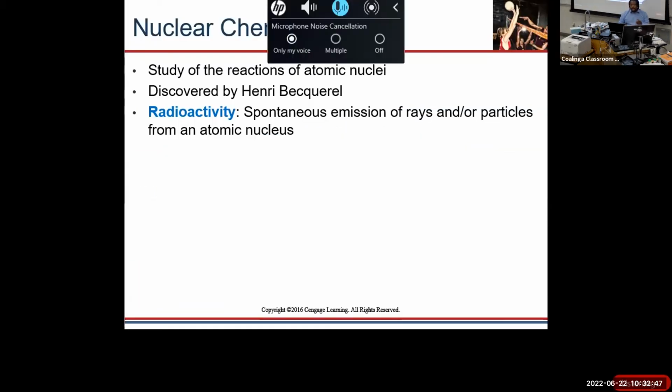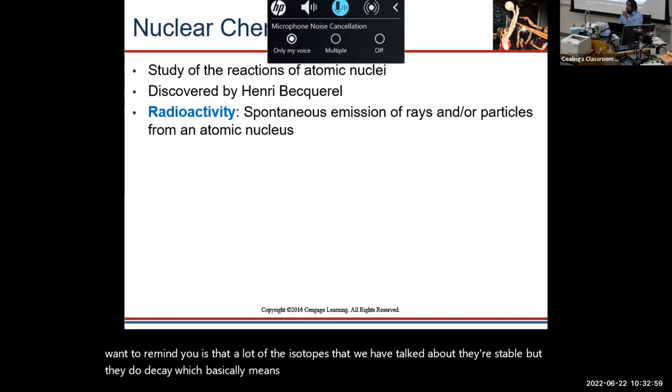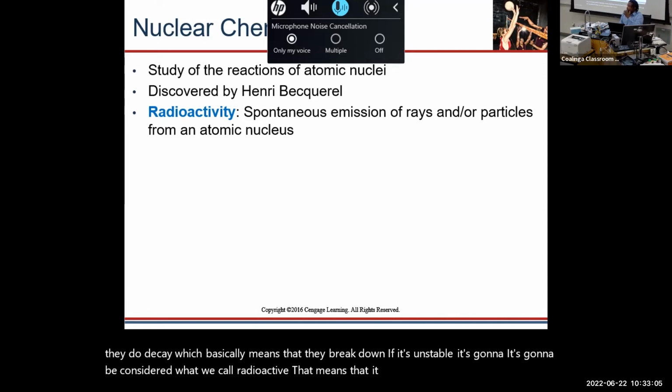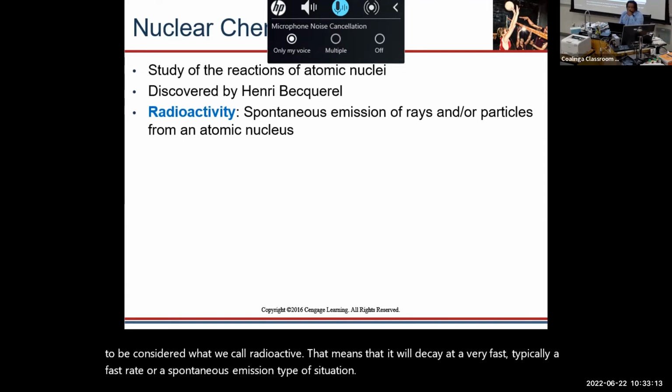So we've talked about isotopes. You guys are very familiar with isotopes. One thing that I want to remind you is that a lot of the isotopes that we have talked about are stable, but they do decay. If it's unstable, it's going to be considered what we call radioactive. That means that it will decay at a typically fast rate, a spontaneous emission type of situation.